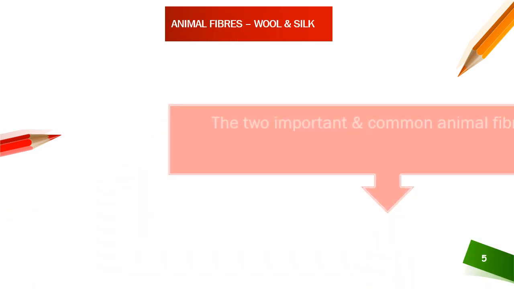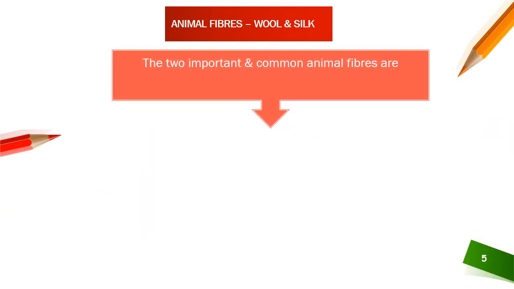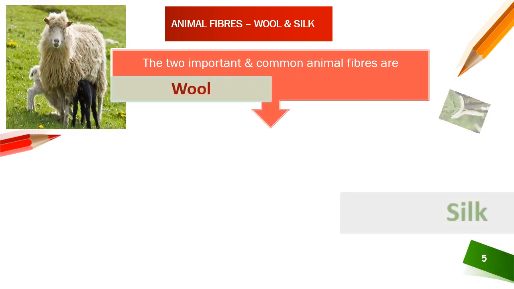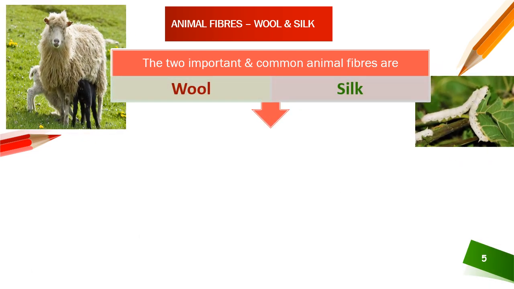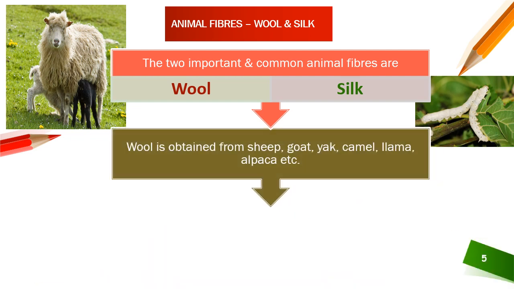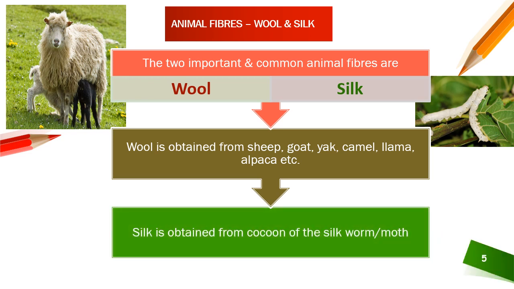Now let us study about animal fibers. The two important and common animal fibers are wool and silk. Wool is obtained from sheep, goat, yak, camel, llama, alpaca, etc. Silk is obtained from cocoon of the silkworm.